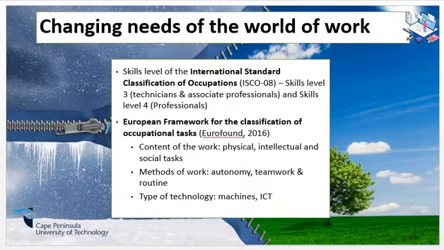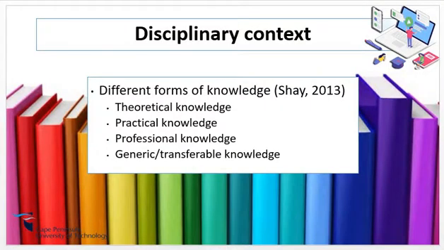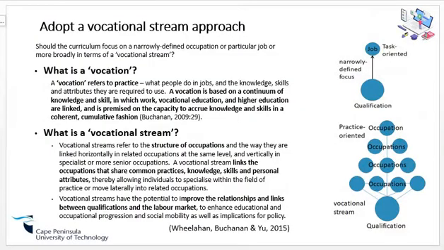It might be useful to look at the International Standard Classification of Occupations, especially skills level 3 and 4, and compare these with the occupational levels we have in our occupational framework in South Africa, and also the European framework for the classification of occupational tasks, to locate our programs more generally in the national and international field and give us a stronger sense of what the focus of our programs are.